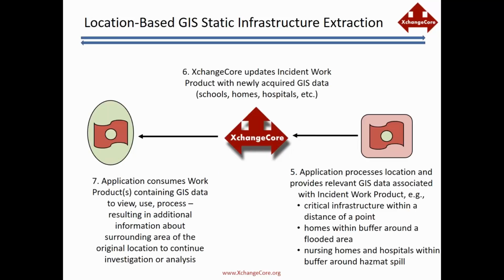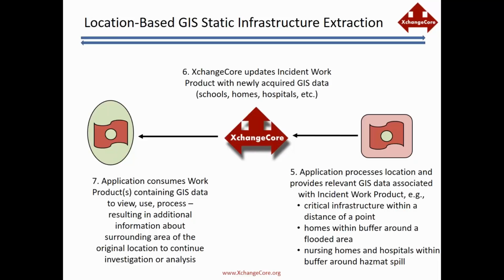Next step then, on the right-hand side, the little red flag there indicates that we have taken that location and we're providing all the relevant GIS data associated with it. Location, we have an area that we decide. This is a traffic accident, so I'm going to look for 500 meters or whatever. This is a hazmat. I'm going to do a plume model and do a buffer around the plume model and give you all the information there. And that data then gets associated with the incident work product.